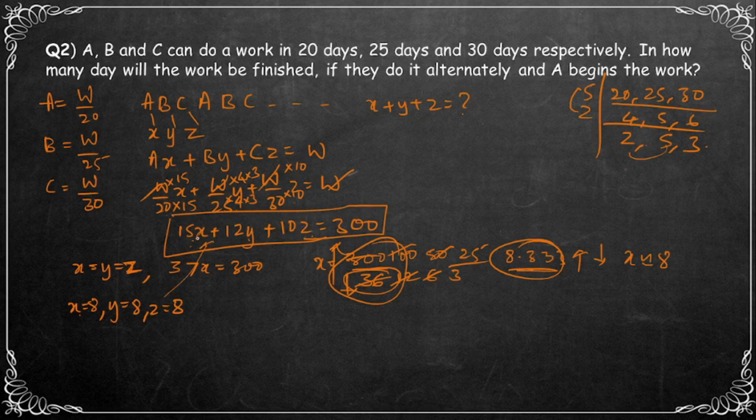So now 15 into 8 is nothing but 120. 12 into 8 is 96. 10 into 8 is 80. So the total value is 120 plus 80 is 200, and 200 and 96. So this is slightly lesser than the RHS, which is 300. So we increment one value.